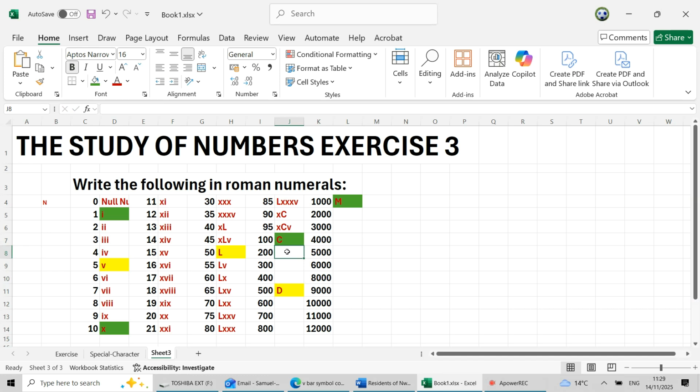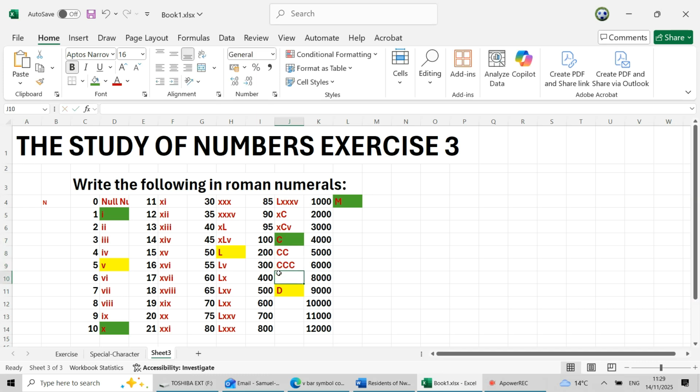200, yes, see, I just highlighted it with green background, meaning that we can write it multiple times up to the maximum of 3. So 100 is C, 200 is CC, 300 is CCC.